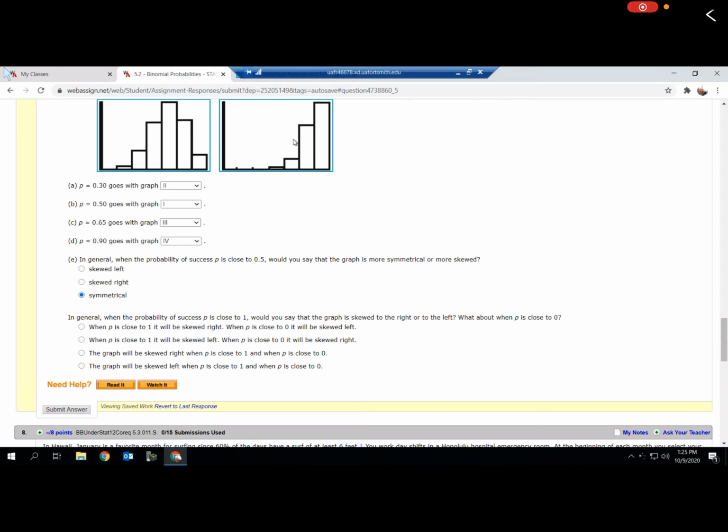The long slopey part is the skew, so left skewed if all your bars are high on the right. Skewed left when the probability is close to 1. If it's close to 0, all your tall bars are on the left, and then they would slowly skew off to the right.